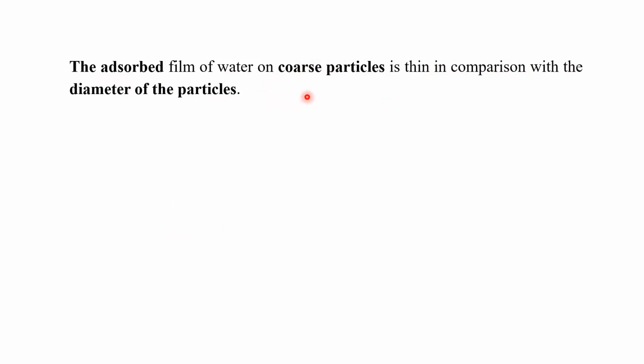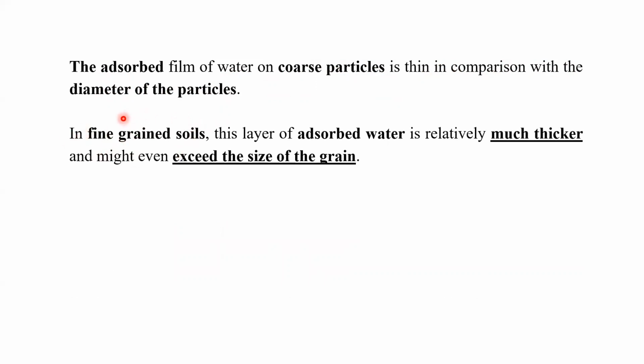Normally, along the surface of the coarse particle, the thickness of the water molecule layer is less, right, compared to the diameter of the particles. But here you can see in the case of fine grained soil, this layer of adsorbed water is relatively much thicker. Even it can exceed the size of the grains. That means you can imagine along the periphery of the clay particles or fine grained soil, the layer of the water is available in such a way that its diameter exceeds the diameter of the clay particle or the solid particles.